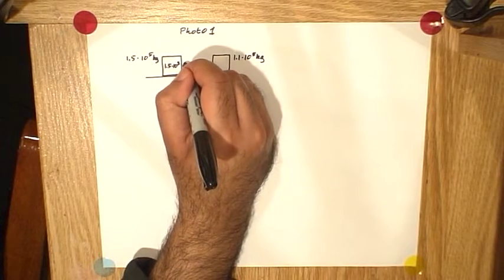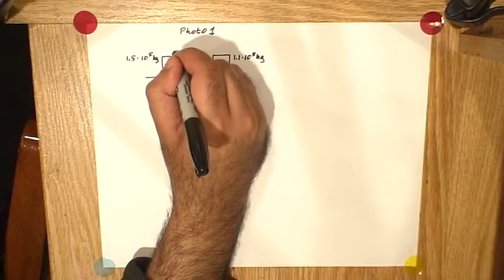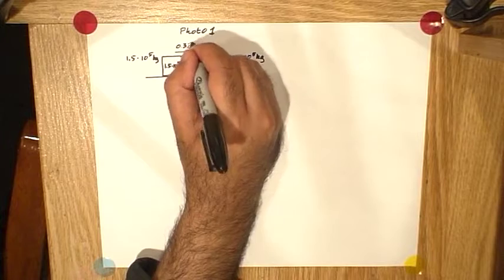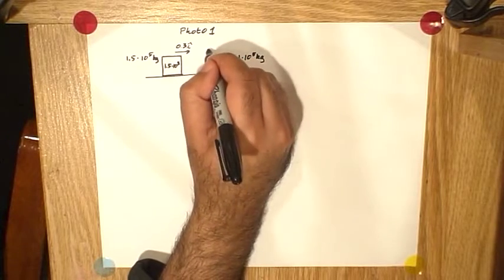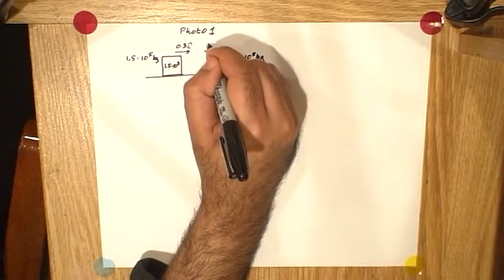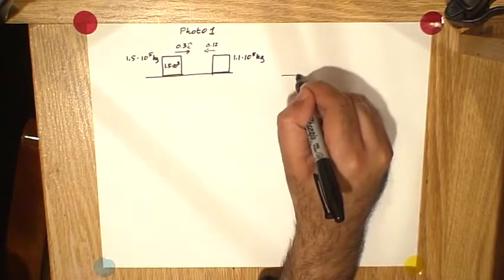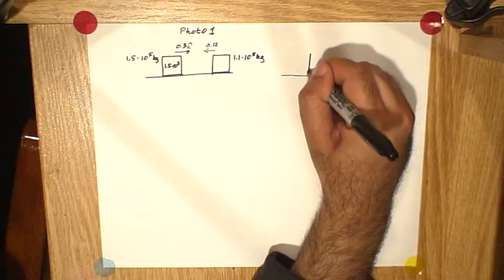The train car at left is moving rightwards at 0.3 i hat meters per second. More about that i hat in a second. And this one is moving leftwards at 0.12. Eventually, they are going to collide with each other.